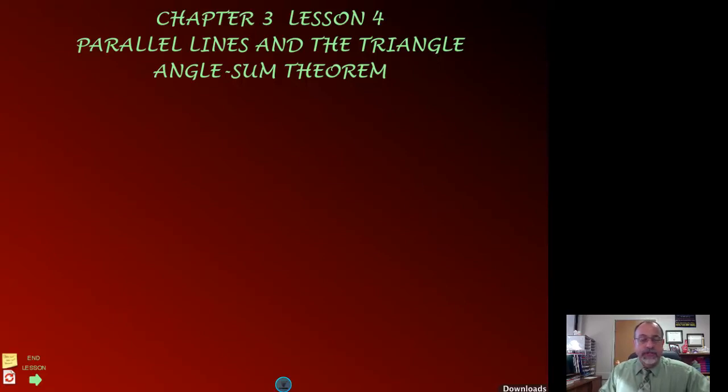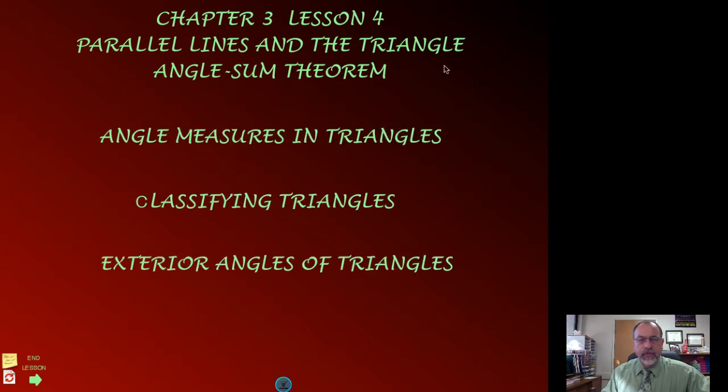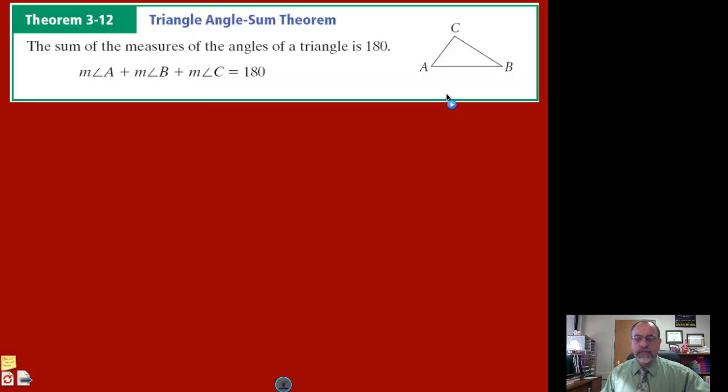Geometry, Chapter 3, Lesson 4, we're going to look at parallel lines and the triangle angle sum theorem. So we're going to tackle that in the first video. We're going to look at the angle measures in a triangle, and then we'll look at classifying triangles, and then we'll look at exterior angles of a triangle. So let's look at the triangle angle sum theorem first.